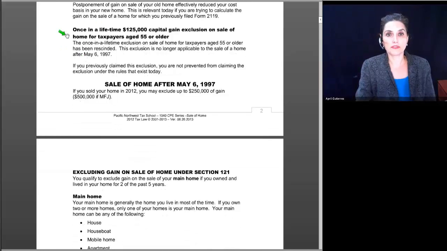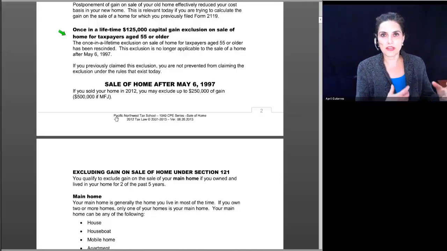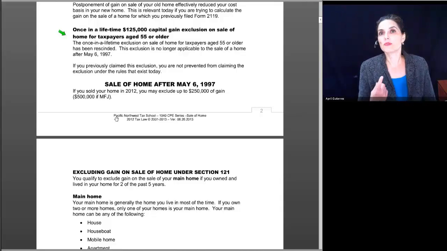Now also back in those days, there was a rule that allowed a person once in their lifetime to exclude up to $125,000 of gain from their income. And it was available to them when they turned age 55. So if a person turned age 55, they were allowed to sell their home and exclude their gain on the sale of that home of up to $125,000. But they could only do it once in their lifetime. And that, of course, has gone away. That rule no longer exists. But it's important to know that just because a person did claim the once-in-a-lifetime exclusion of $125,000, it's not going to preclude them from being able to claim the exclusions that are in existence today.